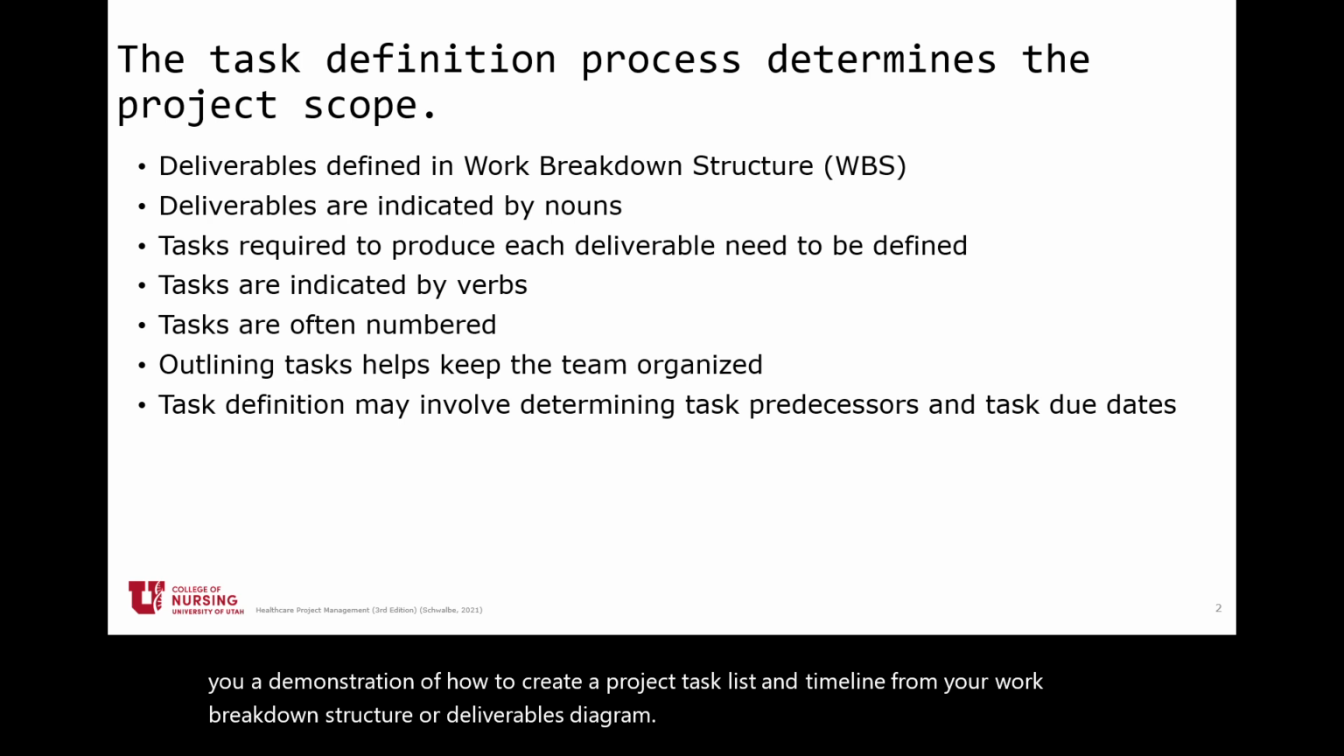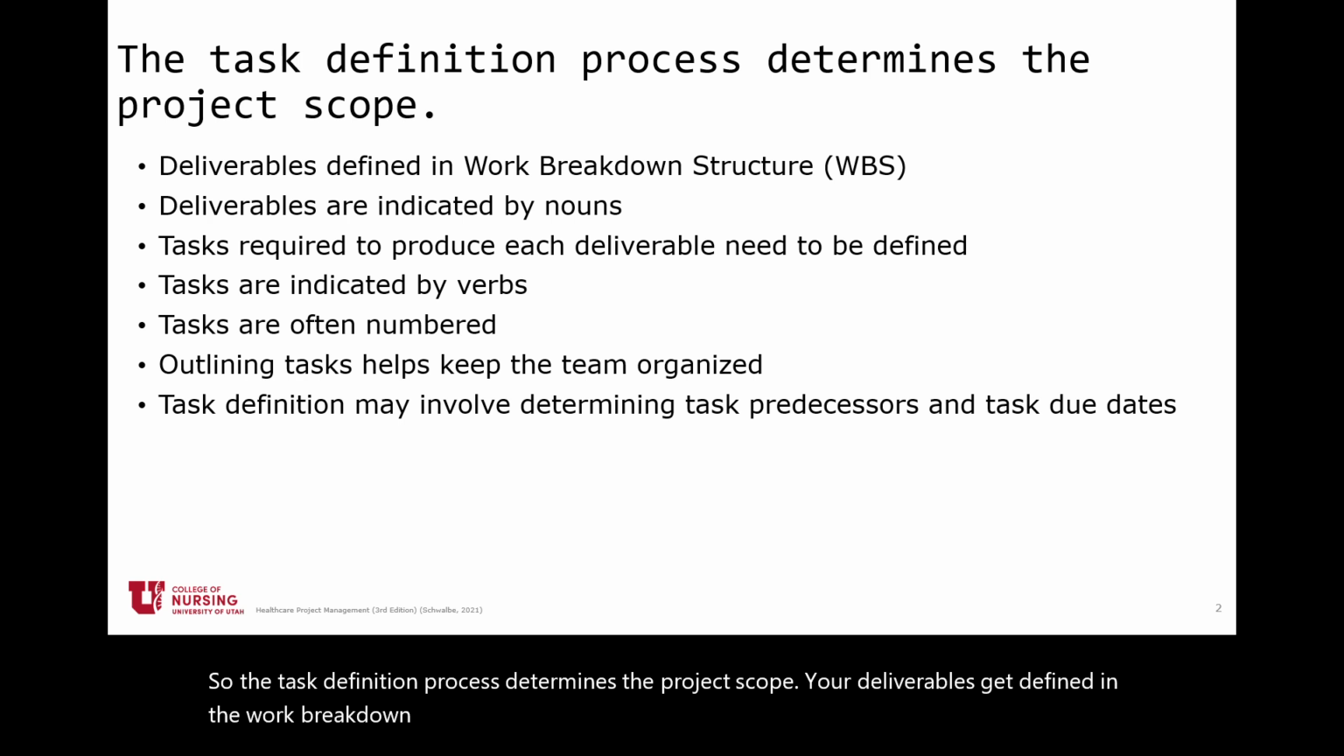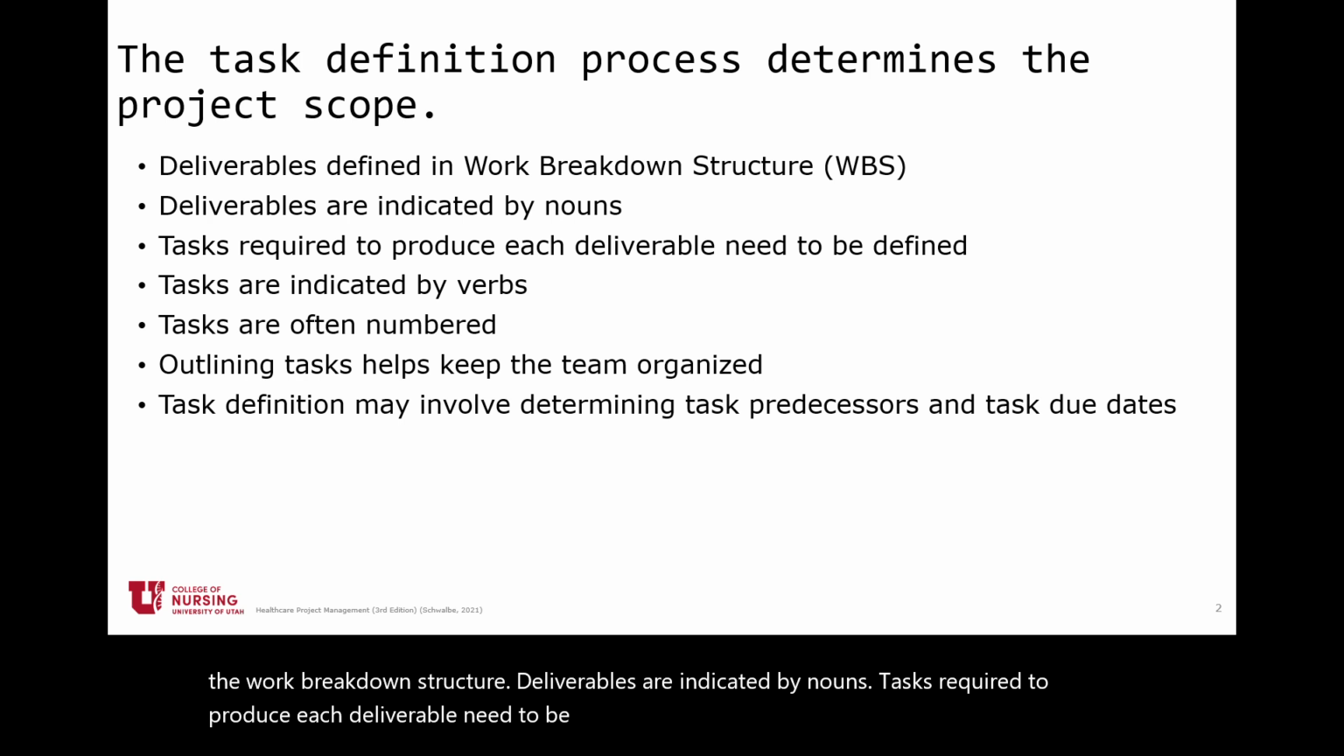So the task definition process determines the project scope. Your deliverables get defined in the work breakdown structure. Deliverables are indicated by nouns. Tasks required to produce each deliverable need to be defined. Tasks are indicated by verbs. Tasks are often numbered, but we'll see you don't need that per se.